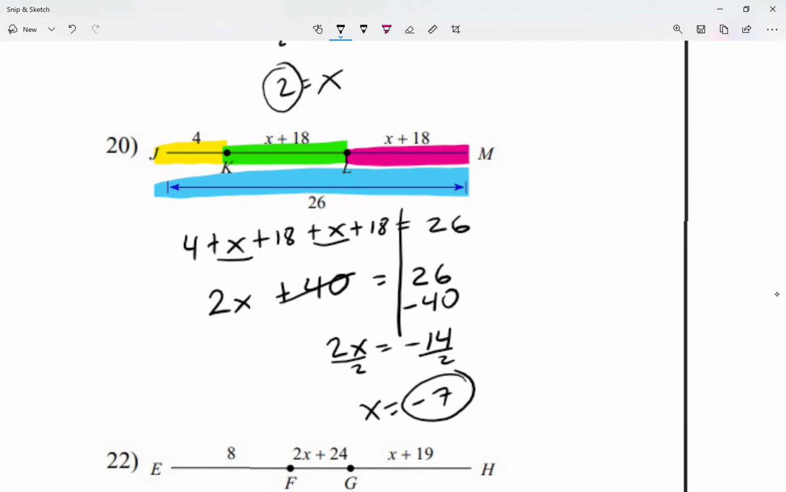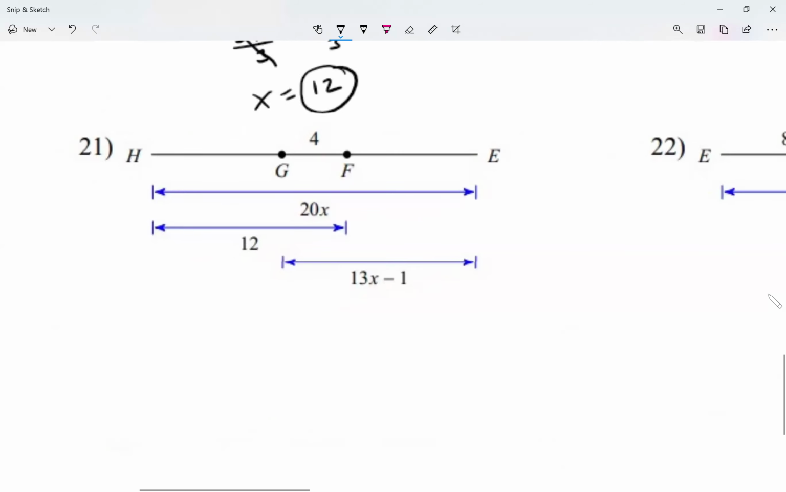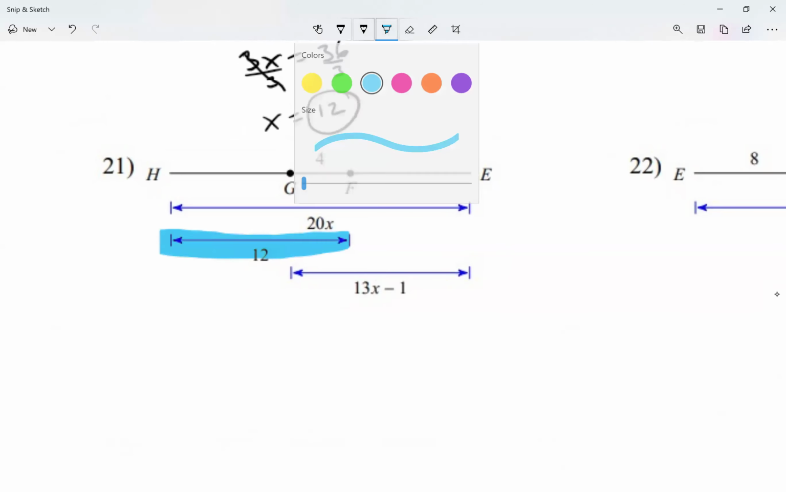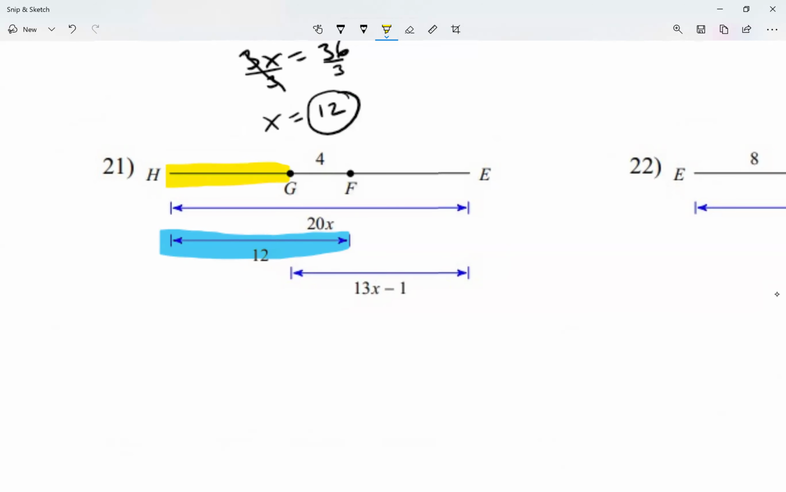Okay, two more questions. Let's take a look at number 21. I'm looking at this 12. And then I see two smaller segments make that 12. If the big segment is 12 and one of the smaller segments is 4, I think we can agree that this other segment here is 8. When I'm trying to find one of the smaller segments, I subtract the two segments that I have. 12 minus 4 is 8.